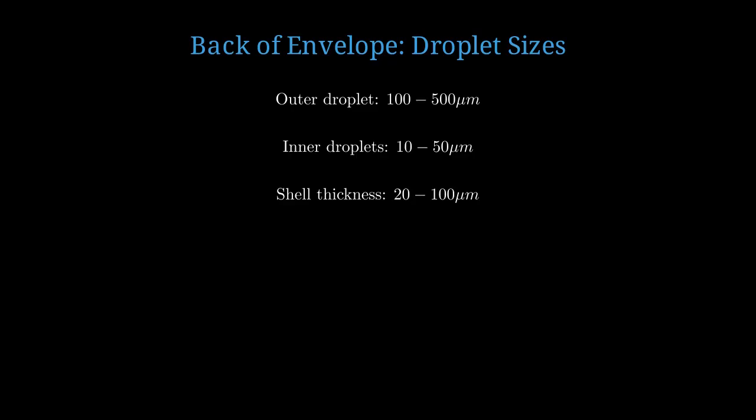Let's do a quick back-of-the-envelope calculation. What are typical sizes for these structures? Outer droplet diameters typically range from 100 to 500 micrometers. Inner droplet diameters are usually 10 to 50 micrometers, about 10 times smaller than the outer droplet. The oil shell thickness is typically 20 to 100 micrometers, providing substantial protection for the core.